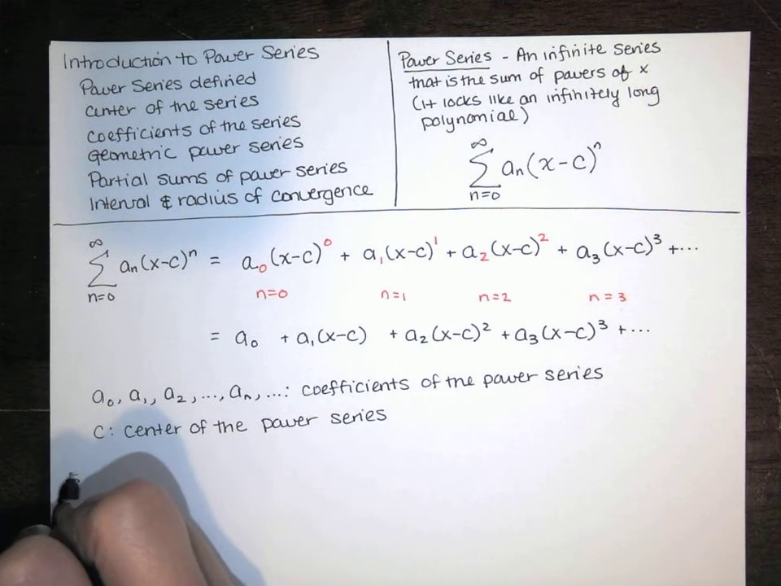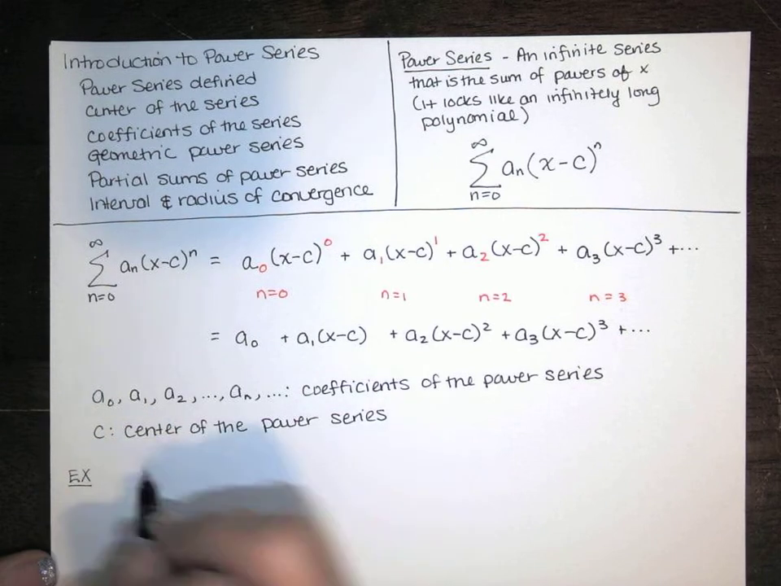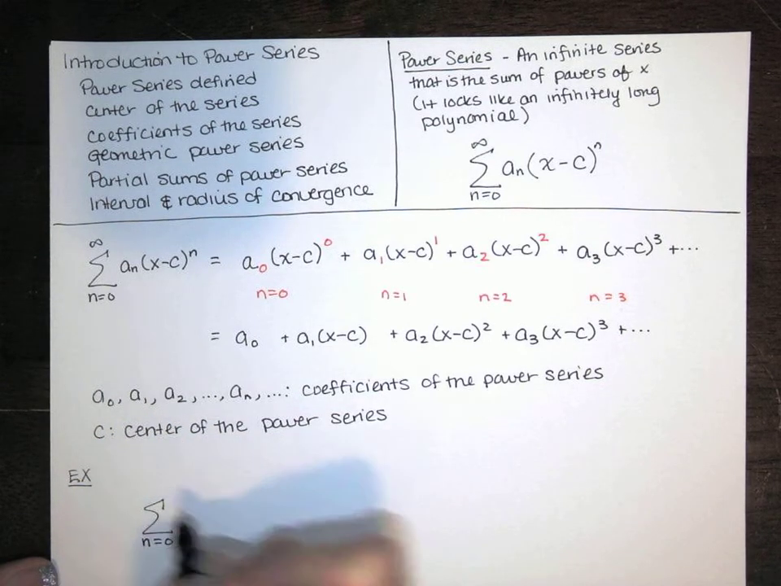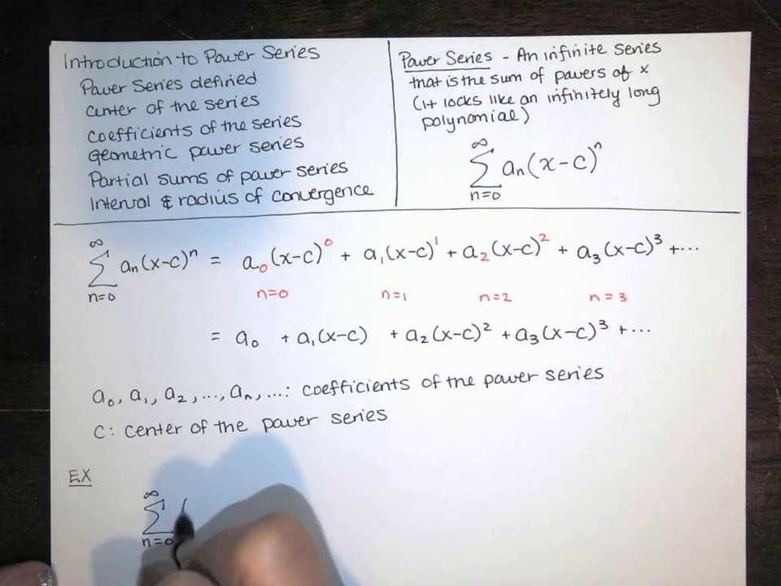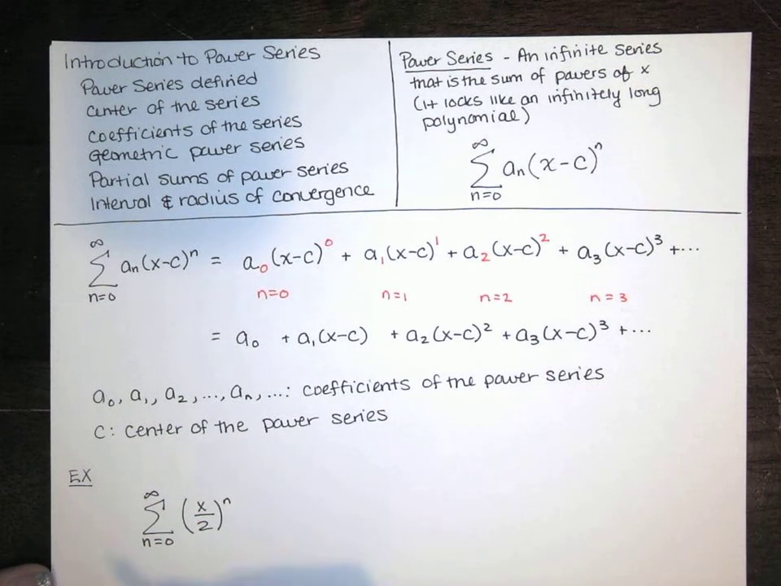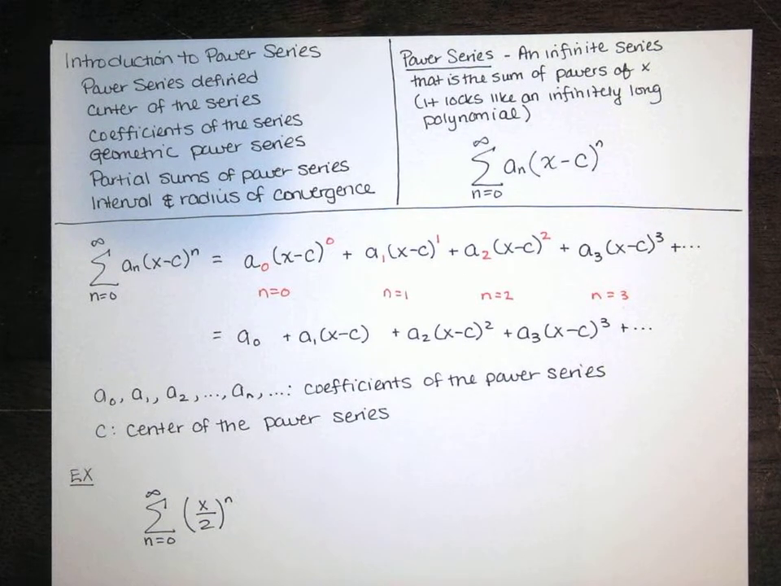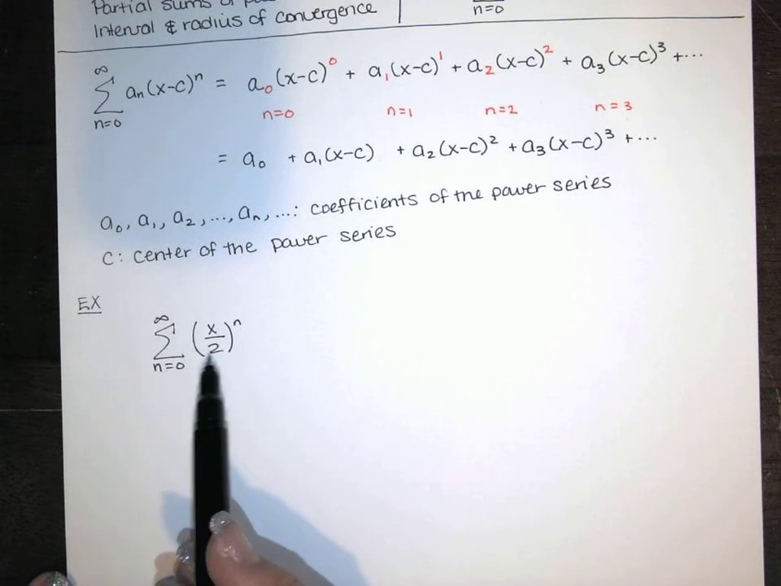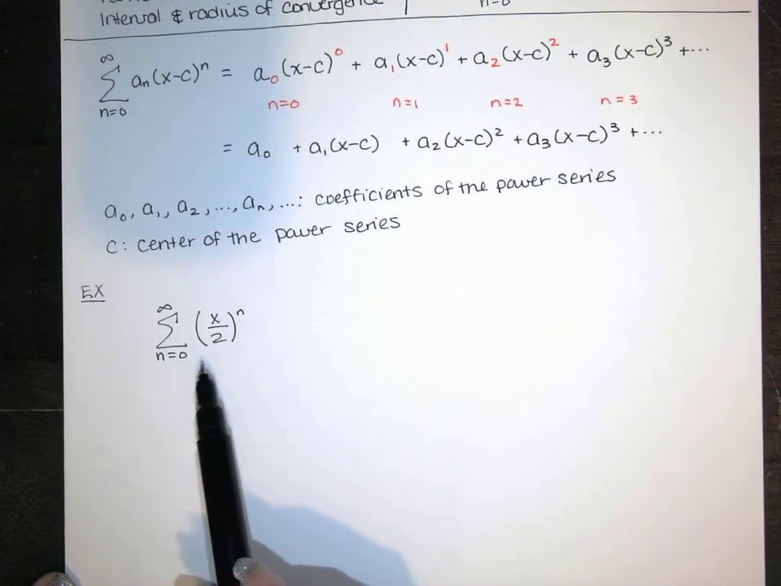So here's an example. Let's say I give you this series. I have this sum as n goes from 0 to infinity of (x over 2) to the nth. Now this represents a function. If you give me a particular x value, I'll plug that in, and then I'll have an infinite series, and that infinite series may converge or it may diverge. So this is a function of x.